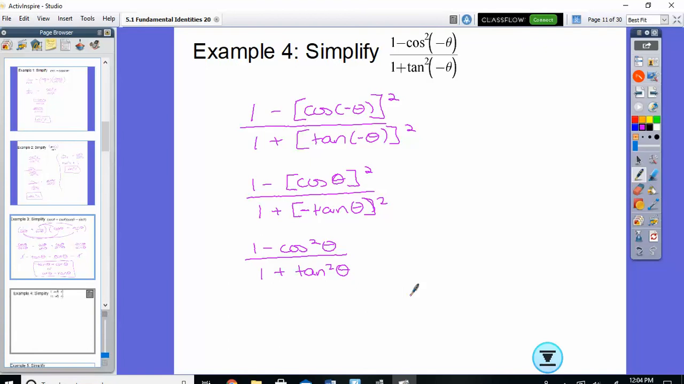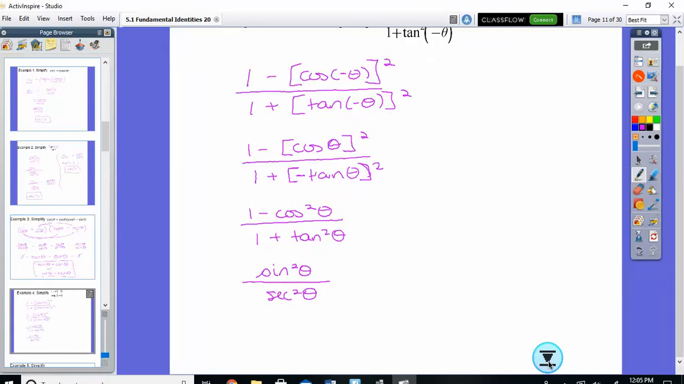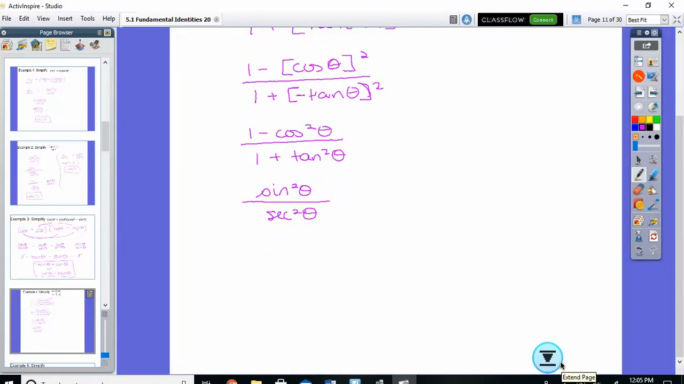We have options from here. Do you recognize anything? What is 1 minus cosine squared? Sine squared theta. What is 1 plus tangent squared? Secant squared theta. Okay. I think we can do a little bit more.